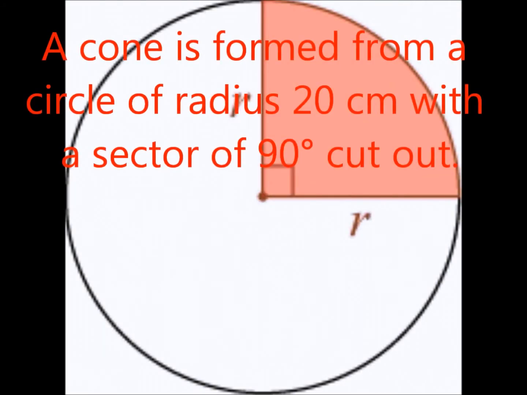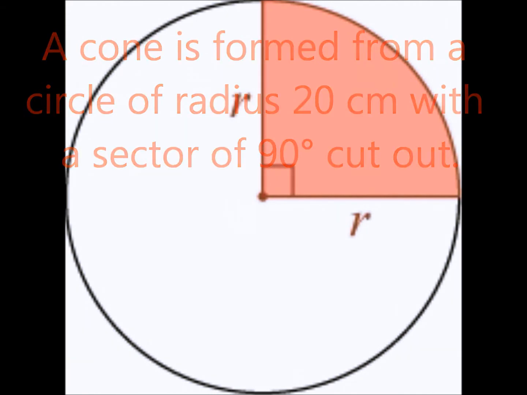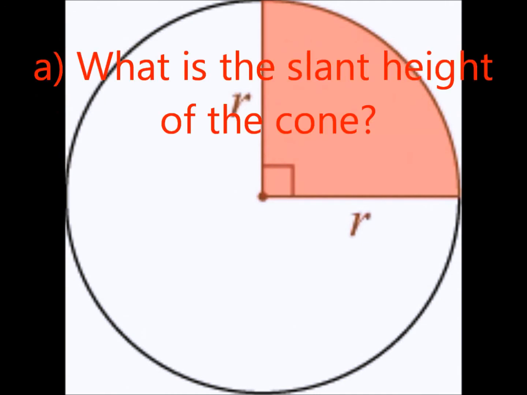The question went a little something like this. A cone is formed from a circle of radius 20 centimeters with a sector of 90 degrees cut out. If you don't know what a sector is, it is the part of a circle that is cut out. The rest of the circle is, well, still the circle. From this, a cone can be formed with a piece of paper often, which is where I'm going to get with the first part of this question. What is the slant height of the cone?